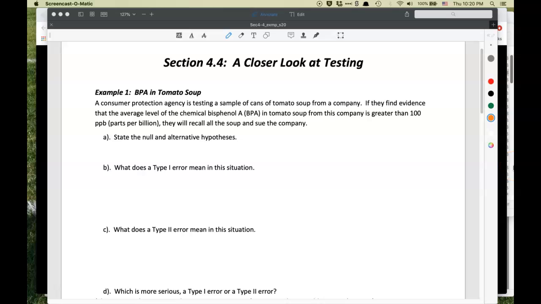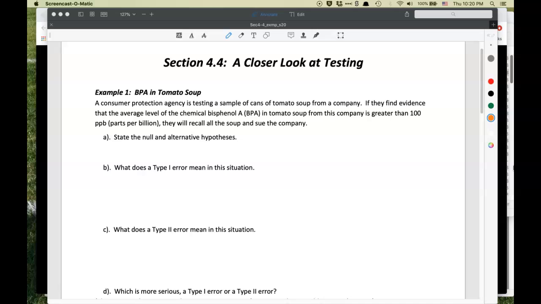Hey guys, I want to work a few examples with you, get you set up and ready to work some homework problems. Closer look at testing. Several ideas come up in this section dealing with null and alternative hypotheses, type 1 and type 2 errors, multiple testing, practical versus statistical significance. It's quite a variety of topics. Certainly multiple testing and publication bias figure prominently in here.